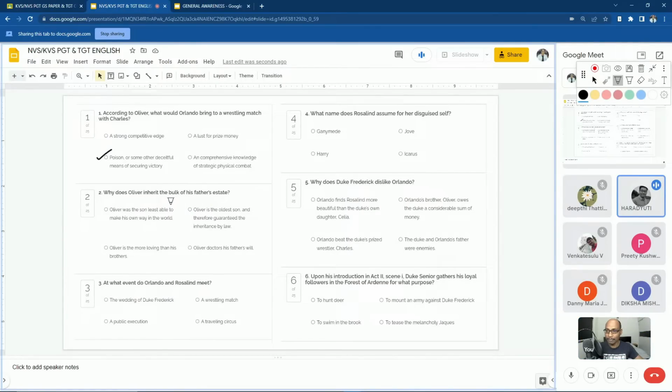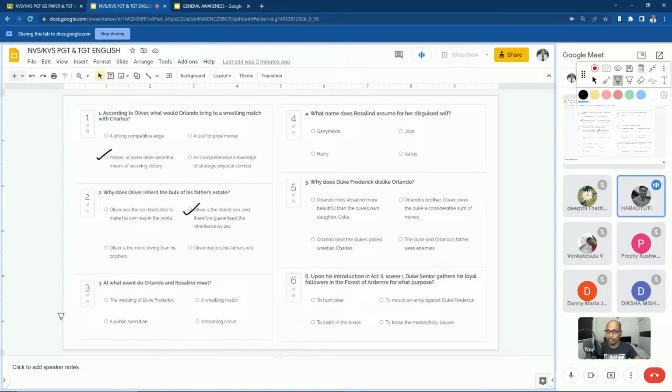Second question, Ghosh. Why does Oliver inherit the bulk of his father's estate? Oliver was the son least able to make his own way in the world. Oliver is the oldest son and therefore guaranteed the inheritance by law. Oliver is more loving than his brothers. Oliver doctors his father's will. It will be option B only, I think. Right. Option B. Oliver is the oldest son. There are three children. Oliver is the eldest, Jacques is the middle one, and Orlando is the youngest one. Right. Next question, Ghoshji.